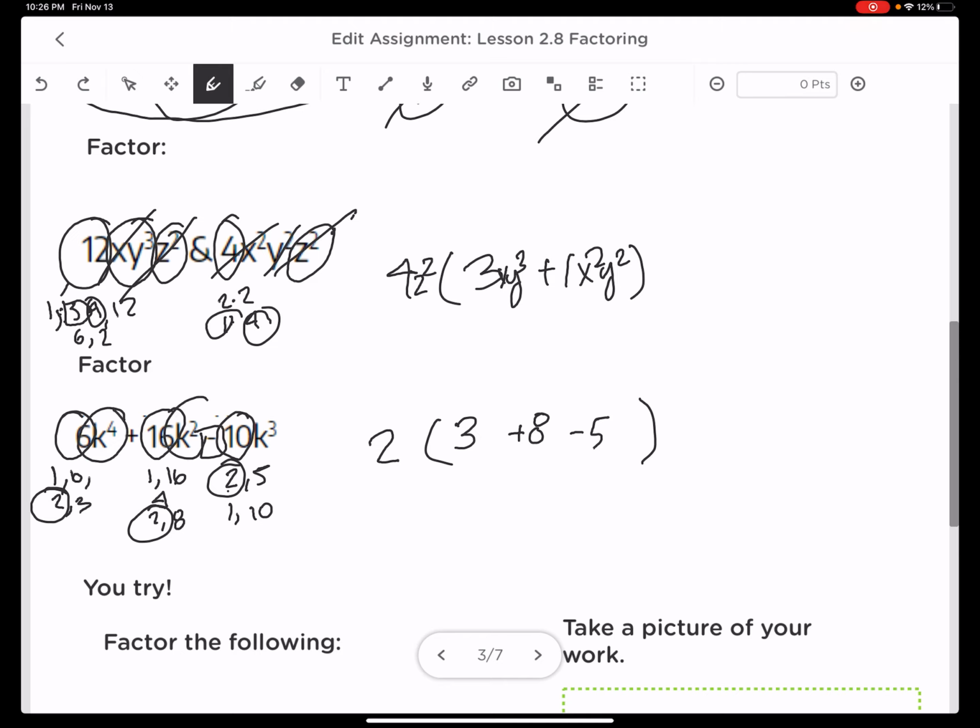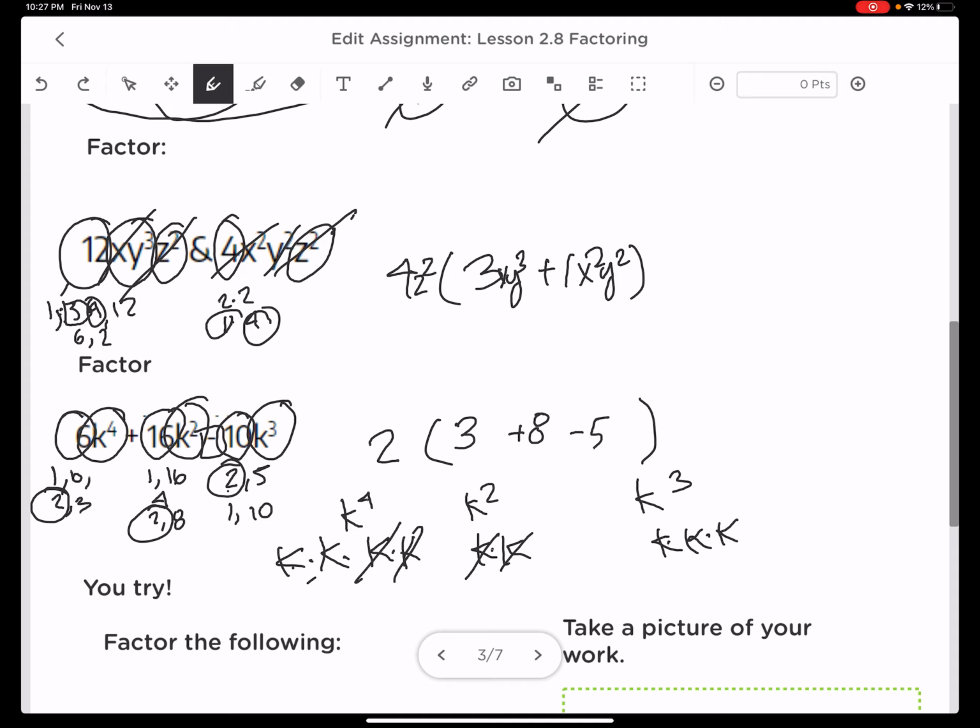So they all have k's, right? We have k to the 4th in the first one. We have k squared, which is 2 k's, and then k to the 3rd. So that means I got 1, 2, 3, 4 k's here. I got 2 k's here, and I got 3 k's there that are being multiplied. So the ones that they have in common are only the 2 k's, right? So we can only get rid of 2 k's on all of them. So on our first one, we're going to be left with still 2 k's.